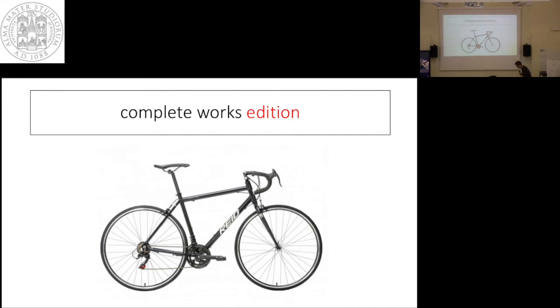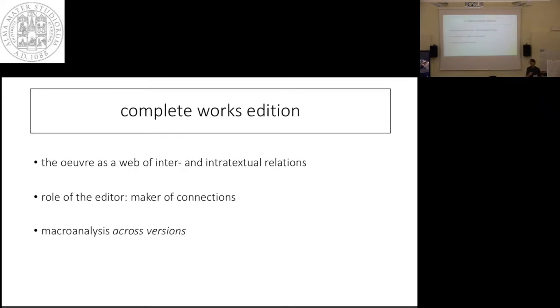Yeah, I wish. So, what can a digital complete works edition be expected to effectuate or bring about? It can present the writer's oeuvre as a web of inter- and intra-textual relations, and thus open up new avenues for interpretation. It can make us rethink the role of the editor, from being the author's high priest who guards the grail, so to speak, in the form of the definitive single text, to becoming a maker of connections, providing readers with tools to navigate the complete works.